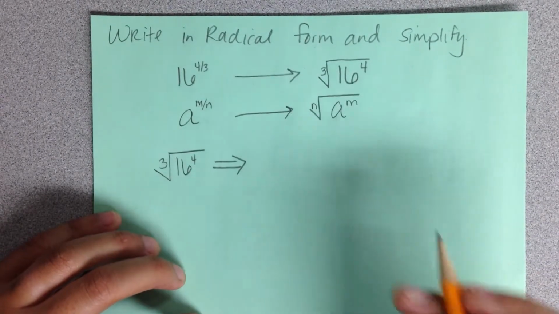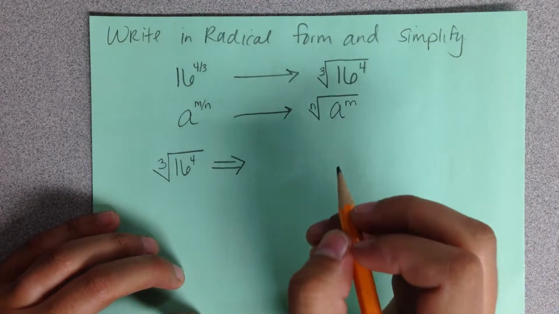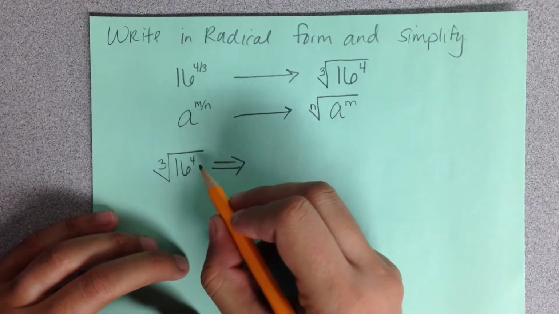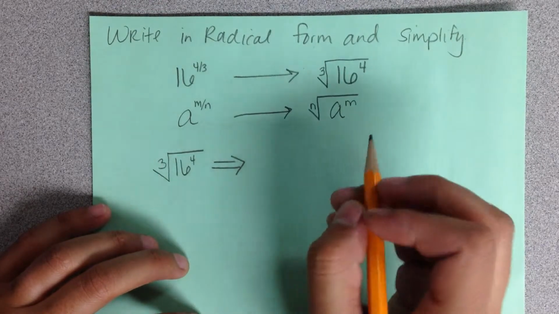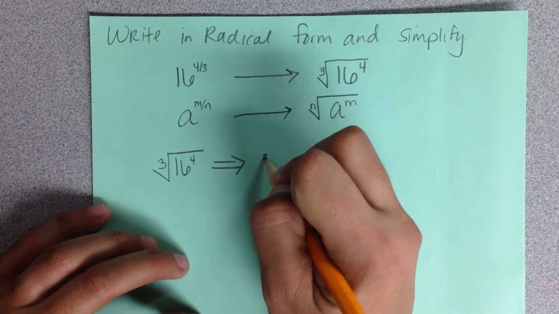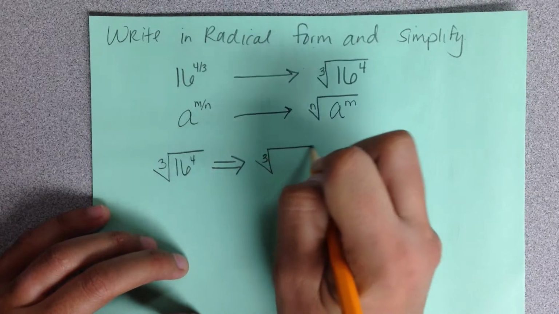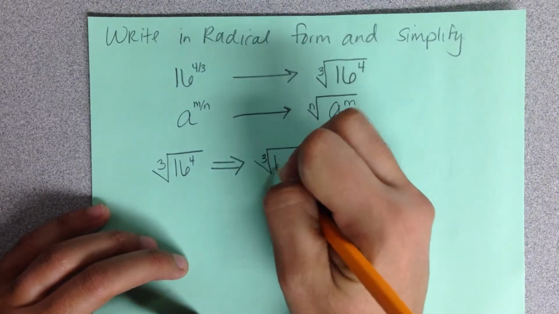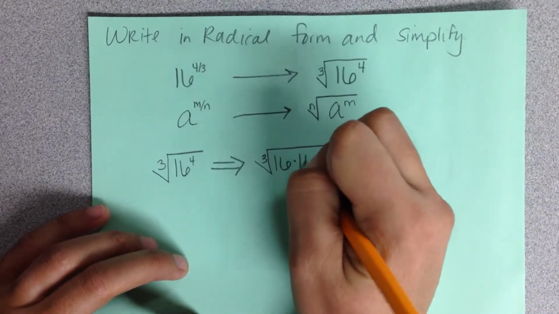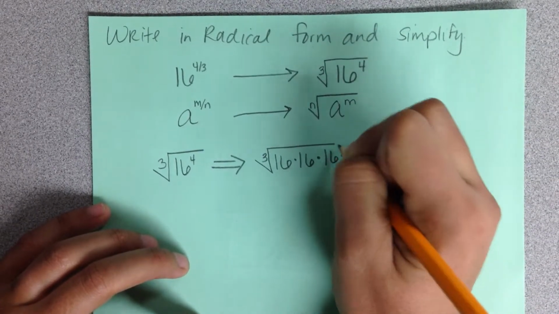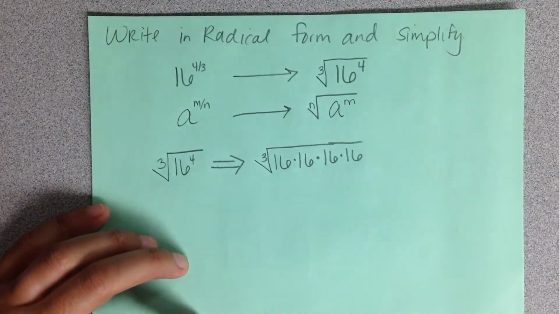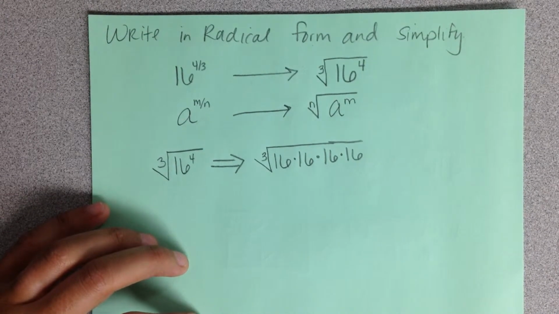So remember, sorry about that equal sign. So remember, 16 to the 4th power, that means 16 times 16 times 16 times 16. So 16 times itself 4 times. So all we're going to do is expand our exponent 16 to the 4th power as 16 times 16 times 16 times 16. And there you have 16 to the 4th power expanded.